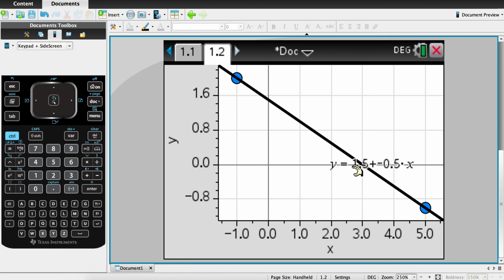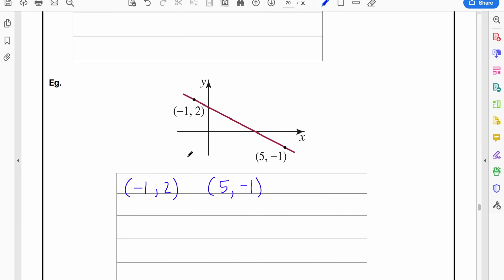So what you'll notice it's done, now if you need to, you can click and drag that just so you can see it a bit better. Y equals 1.5. Now it's got plus minus 0.5x. I'll just explain that in a second. I'll just get it onto the page first.